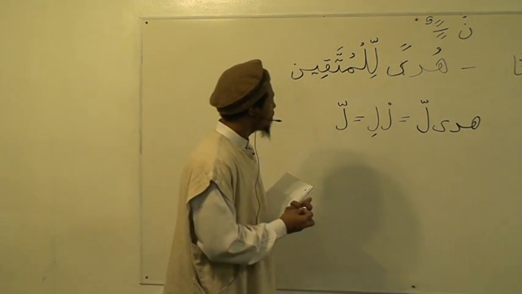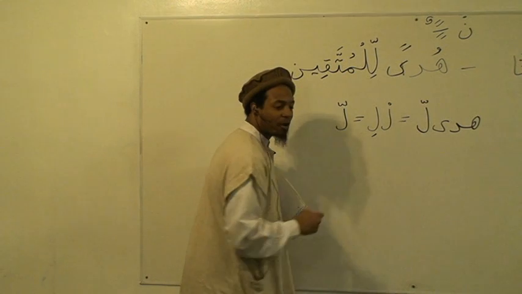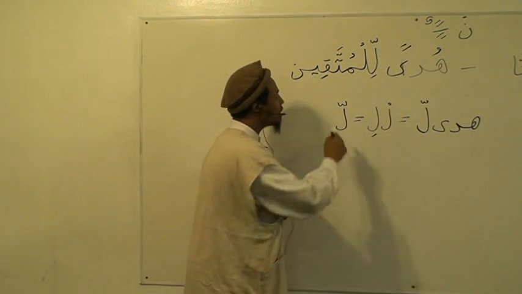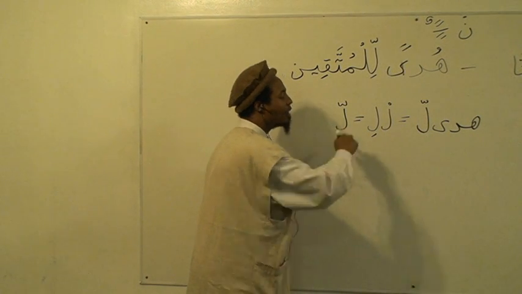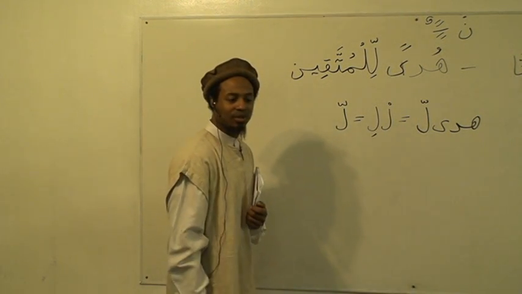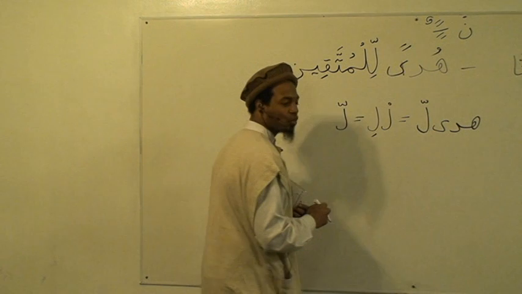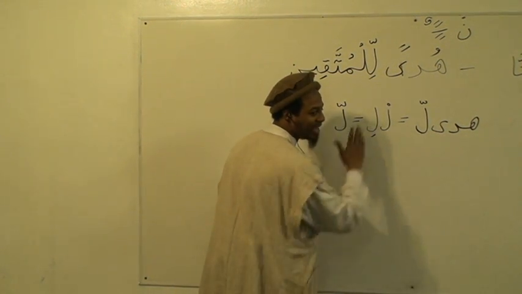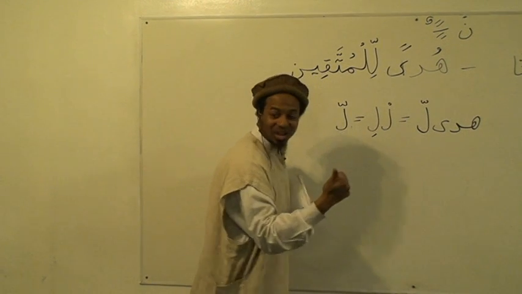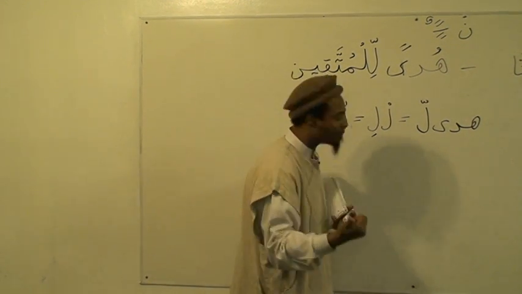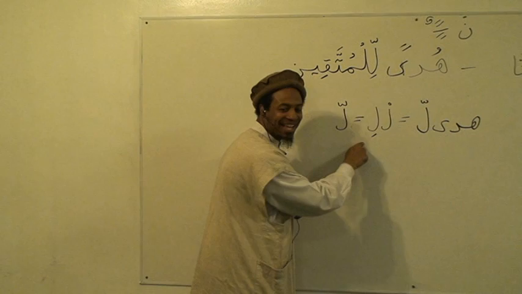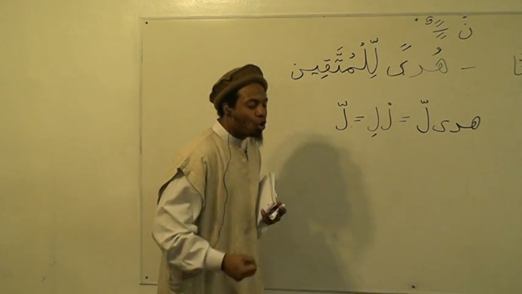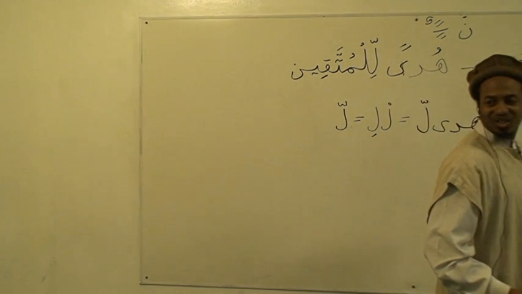So, here, for abbreviation, we just put this little squiggly line here. And this squiggly line lets us know that this is two lams. So step on the first one and say, hudal. How long should it be? One miqdar, right? One timing. And then the second one, li. But since it's the same letter, you hold it as two. So you say, hudalil. You see what I did?